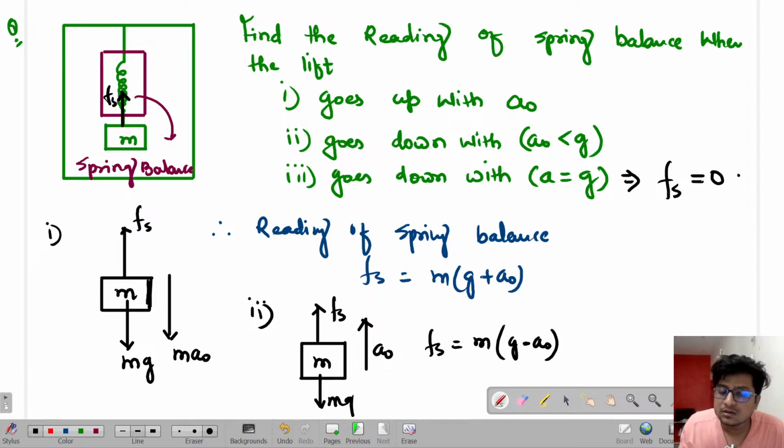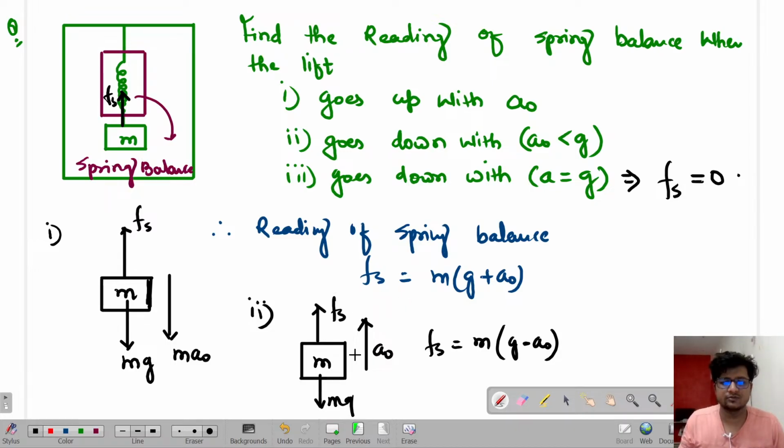Second is not clear. Simple idea. Look over here. Weight is how much? Mg. The lift goes upwards with acceleration how much? A naught. Sorry, down with a naught. So the pseudo force on this mass m will be present in which direction? Upward direction or not? Okay, so then I can write the equation.